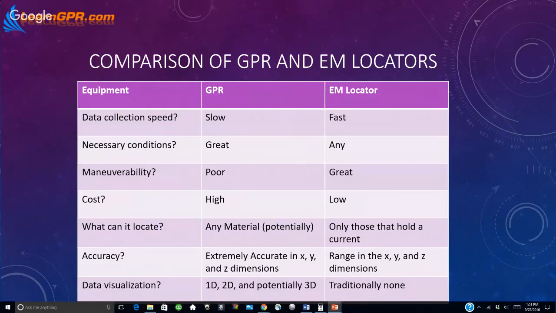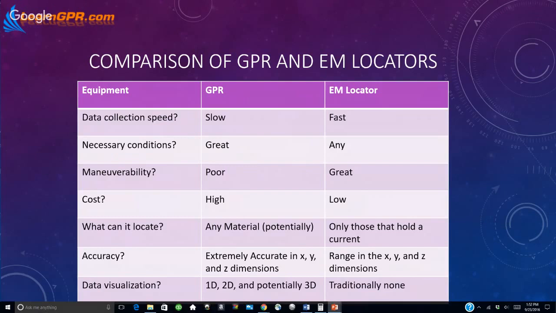Accuracy. Again, GPR shines here. They're extremely accurate in all three, the X, Y, and Z dimensions for GPR. As long as you know how fast the wave is moving and you know its two-way travel time to where it reflected off of your pipe, your utility, you can use time and speed to get distance, or depth in this case. And there's no plus or minus 18 inches as far as horizontal accuracy, right? Once you're over the peak of that hyperbola, you are on the utility. There is no plus or minus.